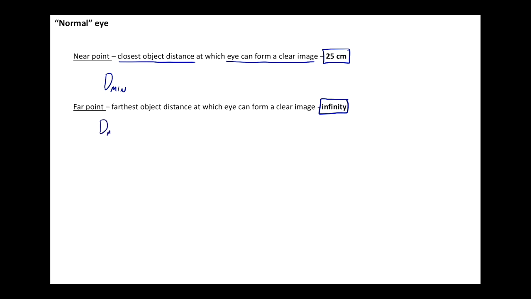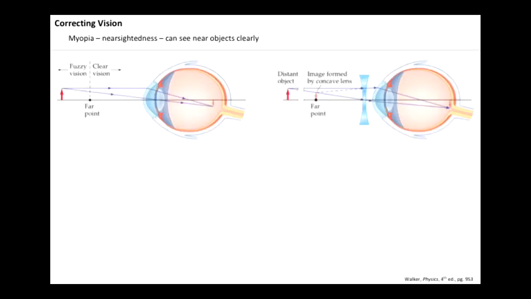We're going to call this D max, the farthest object distance at which an eye can form a clear image. So we're going to use this as the standard numbers for the eye, and we're going to look a little bit at common vision issues and how we correct them with a lens, and actually what the lens system is doing to help us out.